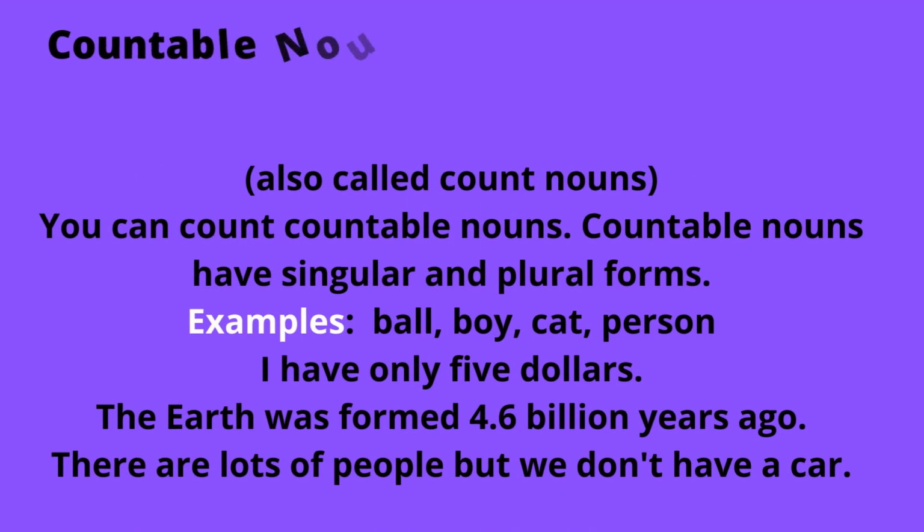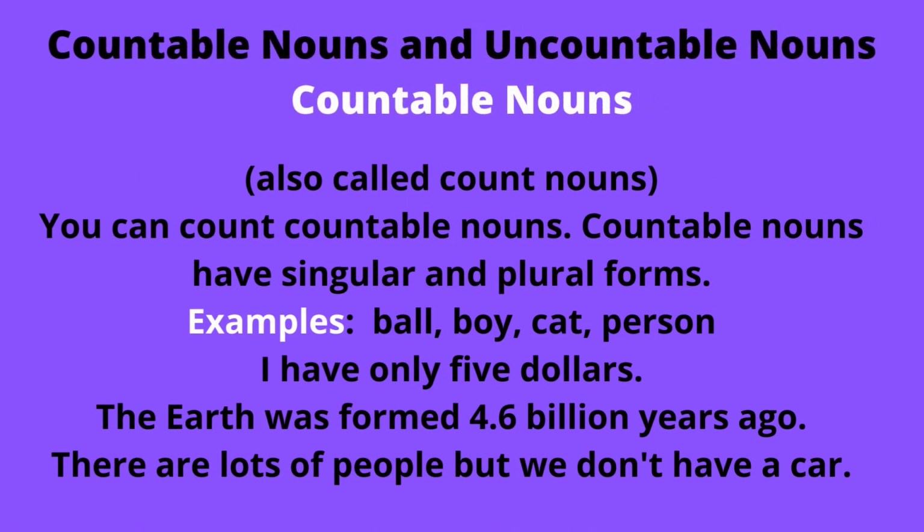Let us see other kinds of nouns, countable nouns and uncountable nouns. First, we will discuss countable nouns. Countable nouns are also called count nouns. You can count countable nouns. Countable nouns have singular and plural forms. For example, ball, boy, cat, person. I have only $5. The earth was formed 4.6 billion years ago. There are lots of people, but we don't have a car. Now, here in these sentences, countable nouns have been used.